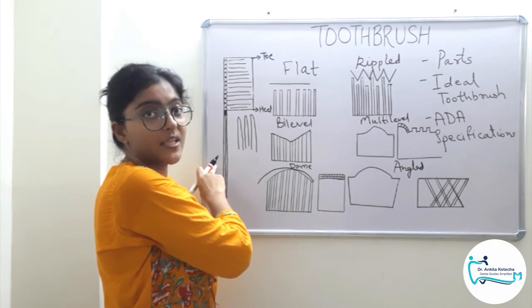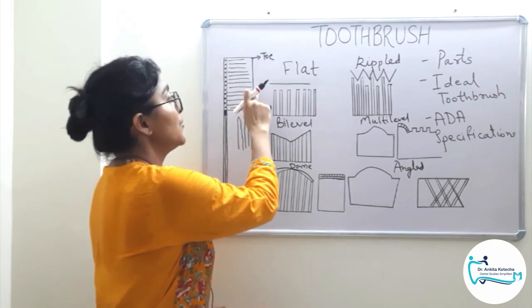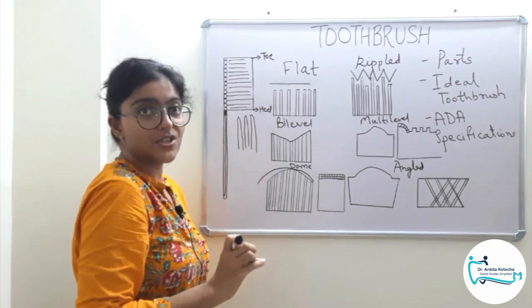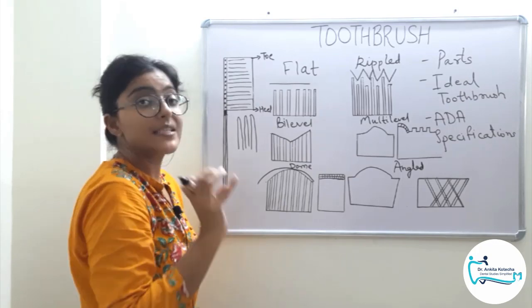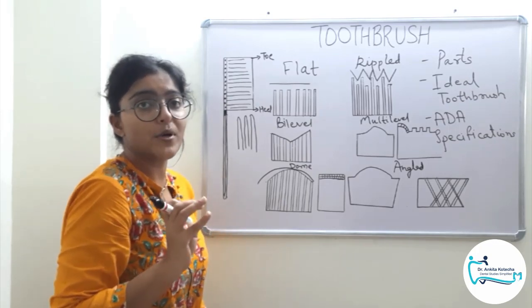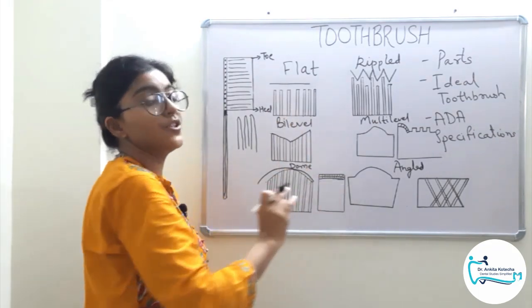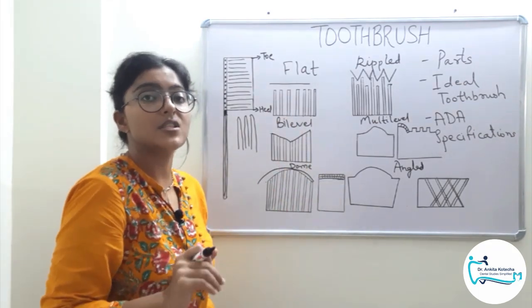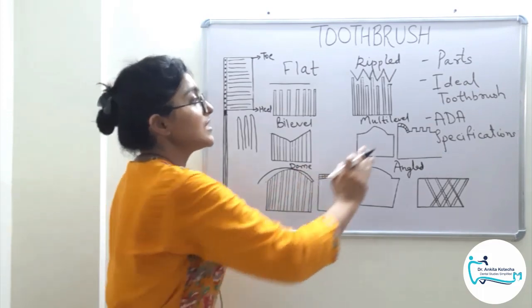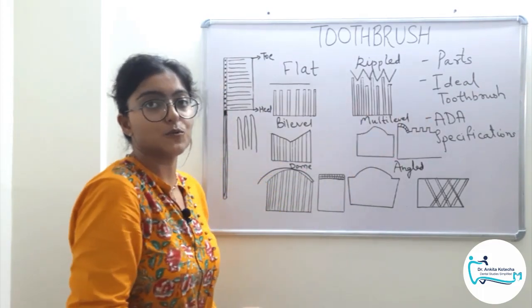The 6 points in an ideal toothbrush properties: head size appropriate to user's oral cavity size, handle size appropriate to user's age and dexterity. Third, bristles, soft configuration, end rounded bristles, diameter not more than 0.009 inches, and 6, bristle pattern must enhance the cleansing of marginal and proximal tissues. So these are the properties of an ideal toothbrush.